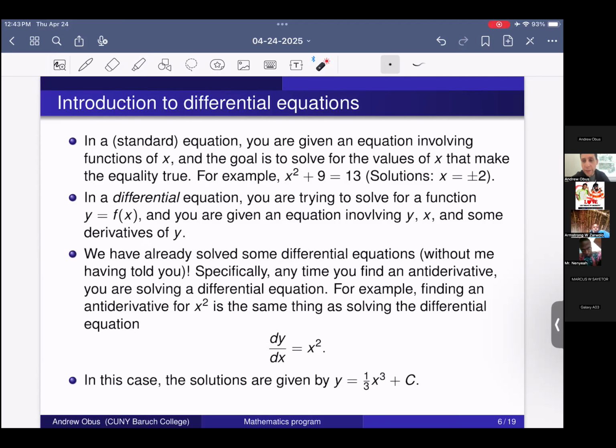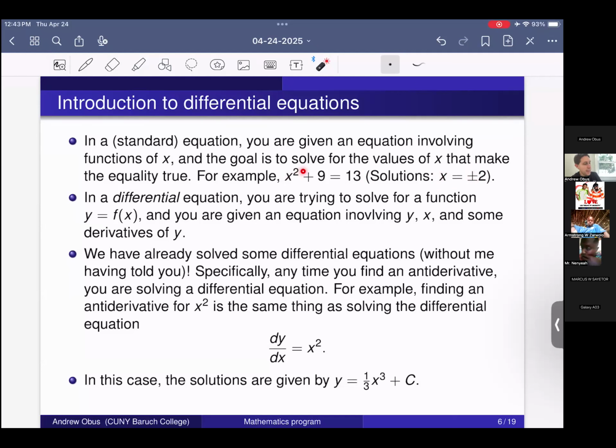So, first, I want to talk about, what is a differential equation? Well, everybody here knows what a standard equation is, right? You're given an equation involving some functions of x, and the goal is to solve for values of x that make the equality true. So for a standard equation, you have something like x squared plus 9 equals 13, and you're trying to find the values of x that make the statement true. For a simple equation like this, we know that we can subtract 9 from both sides, and you get x squared equals 4. And that means the solutions are going to be x equals 2 and x equals minus 2, right?